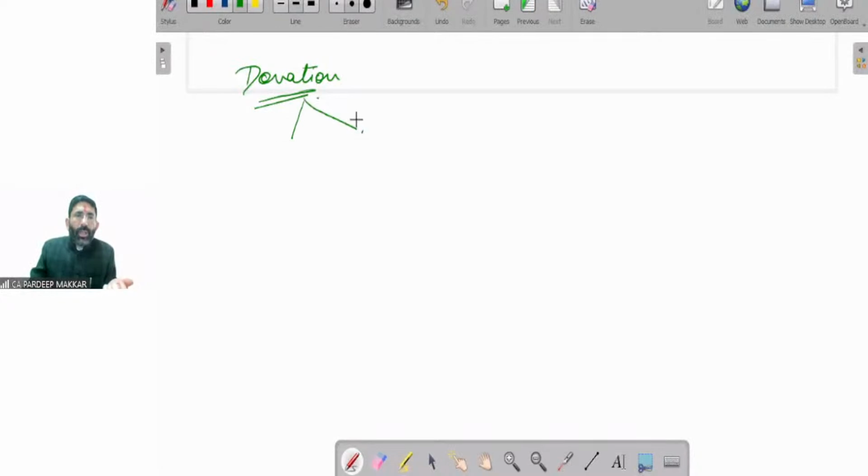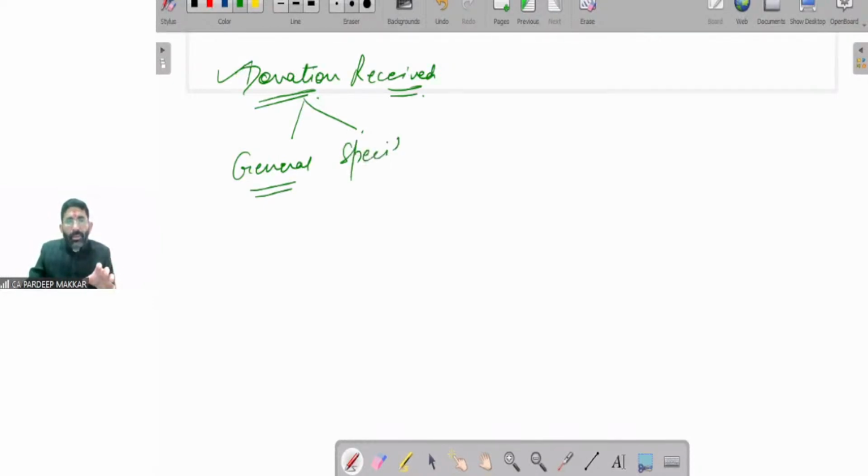Now donation is of two types, beta. One is called general donation. I am talking about donation received, not given. Whenever the word donation comes in not for profit, you will have to assume this is a donation received, not an expense. General donation is where no specific purpose is mentioned, simply the word donation. And the second is when it is mentioned for a specific purpose, like donation for building, a specific purpose is mentioned with it.